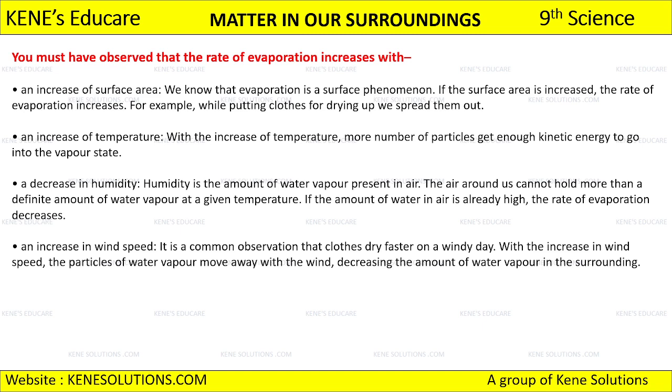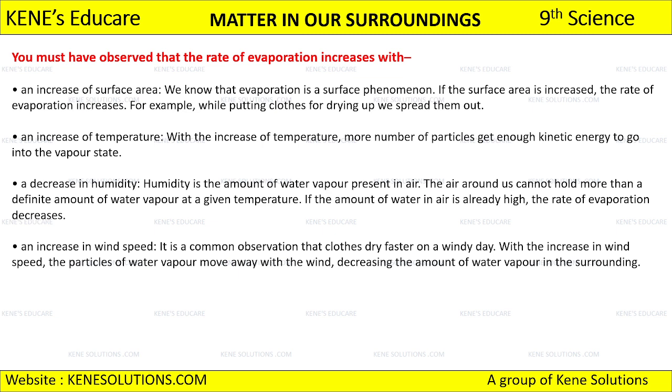Then secondly we have that rate of evaporation increases with an increase of temperature. So when the temperature increases, rate of evaporation increases. If there is more sunlight outside and the temperature is more, what happens? The clothes dry up quickly, right? With the increase of temperature, more particles get enough kinetic energy to go into the vapor state, and that is why clothes dry up easily during summer, because the temperature is high.